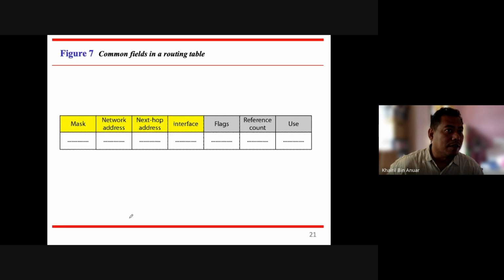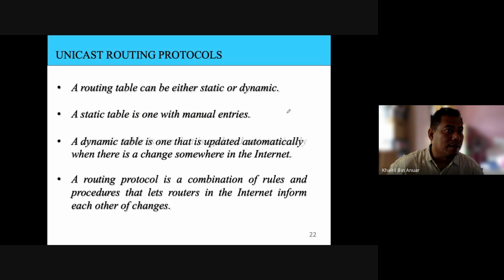In a common routing table, these are some of the fields other than the mask, the network address, next hop address and interface. You also need to have flags, reference count and use. These are additional information that perhaps needs to be added to your routing table itself.